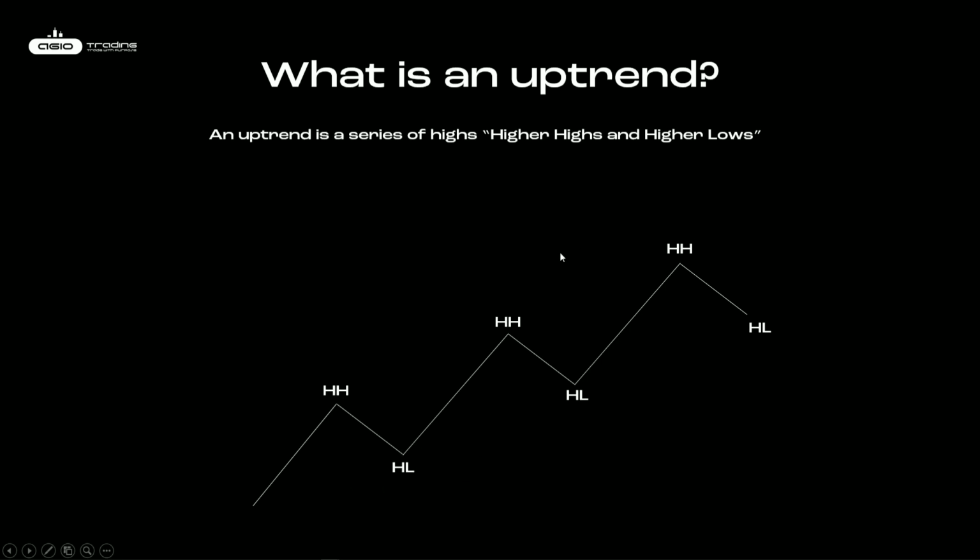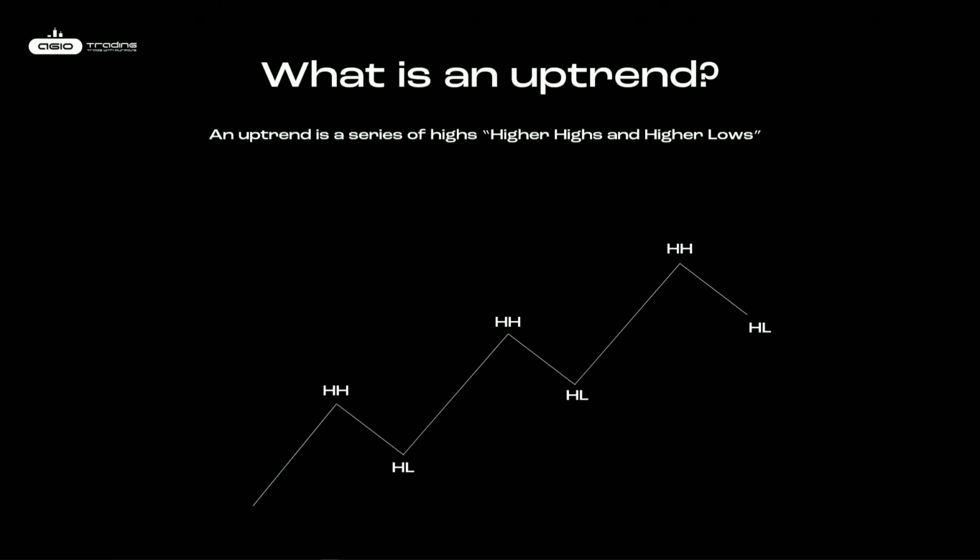Now, what do all these mean? As the name suggests, a higher high is a high higher than the previous one. This is a high that is higher than the previous high, hence the term higher high. And a higher low is a low, but on the uptrend. The term higher low simply means this is a low that is higher than the previous low.